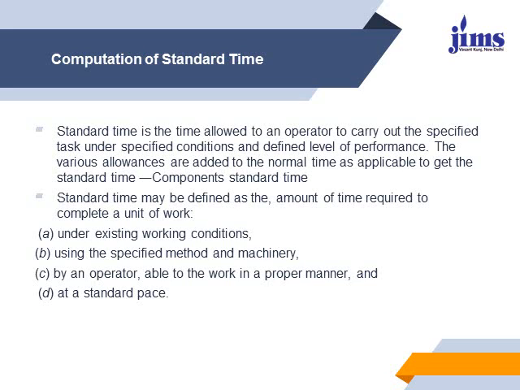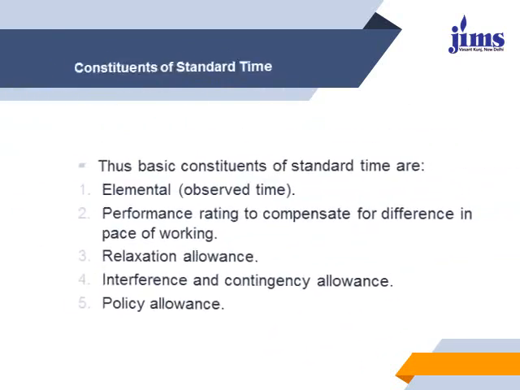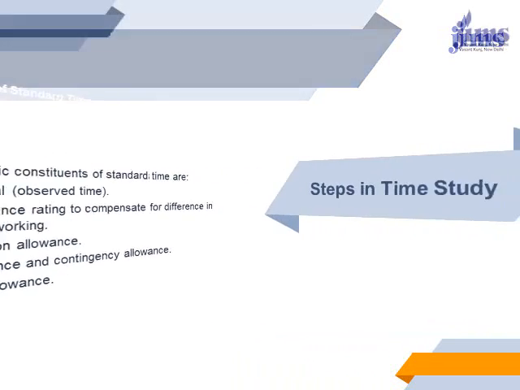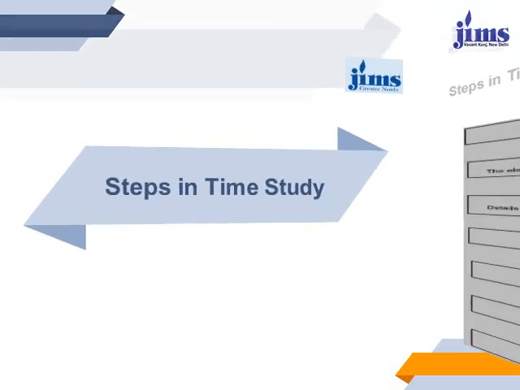The standard time may be defined as the amount of time required to complete one unit of work under existing working conditions using the specific method and machinery by an operator able to work in a proper manner and at a standard pace. Constituents of standard time are the elemental observed time, performance rating to compensate for the difference in pace of working, the relaxation allowance, and the interference and contingency allowance.